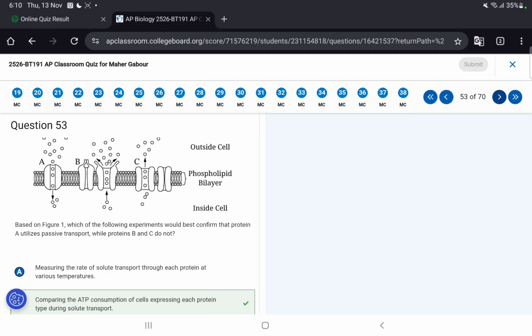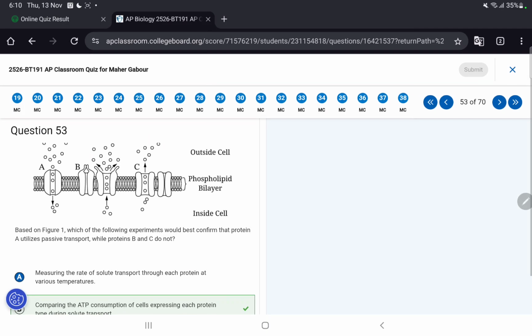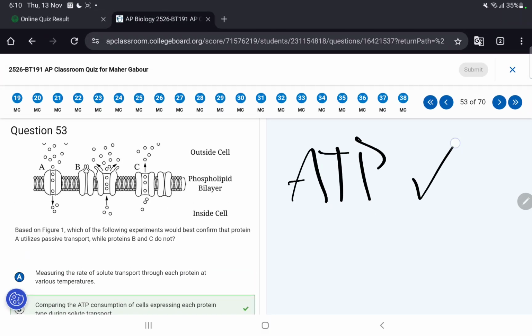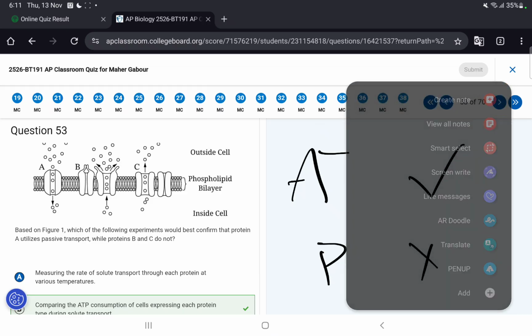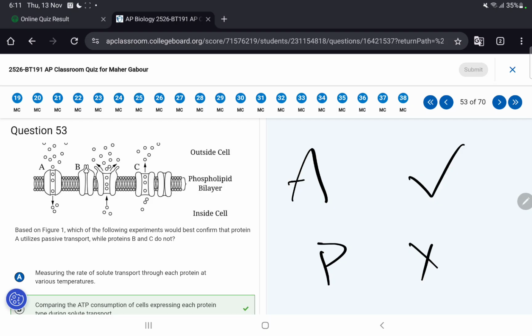Obviously, we need to see how everything is consuming ATP, because the thing that actually tells us if it's doing active transport or passive transport is the ATP consumption. If we're consuming ATP, that means it's active transport. If we don't consume ATP, that means it's passive transport. Okay, so consumes ATP is active, does not consume ATP is passive.